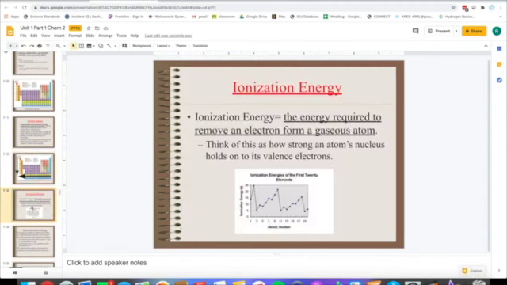All right, that brings us to the next trend, which is ionization energy. It is the energy required to remove an electron from a gaseous atom. So it's basically talking about how strong an atom's nucleus holds on to its electrons, or how strong that nucleus is. So you do need to make sure you type that out as well.